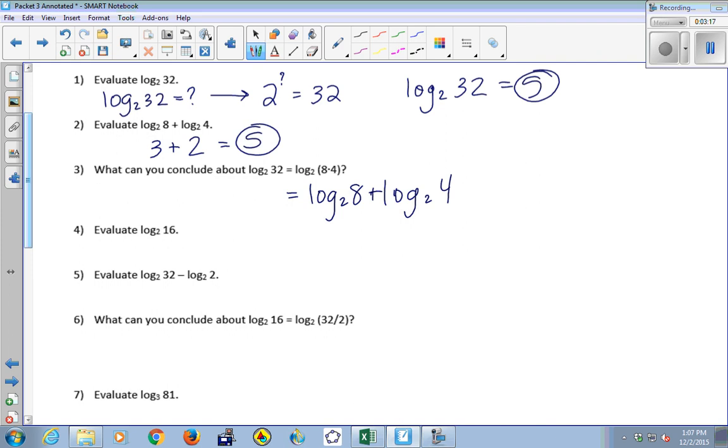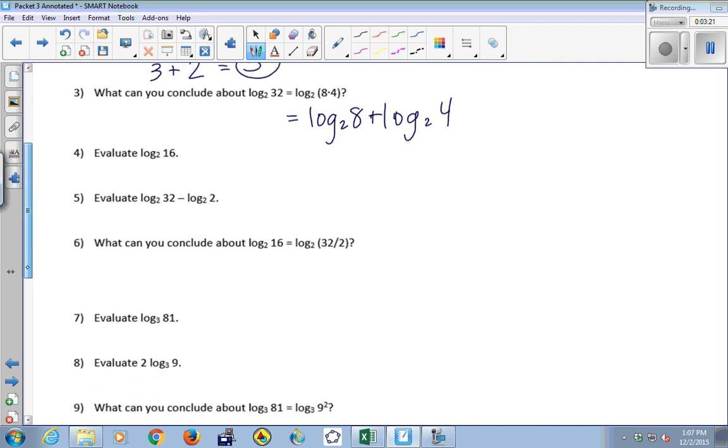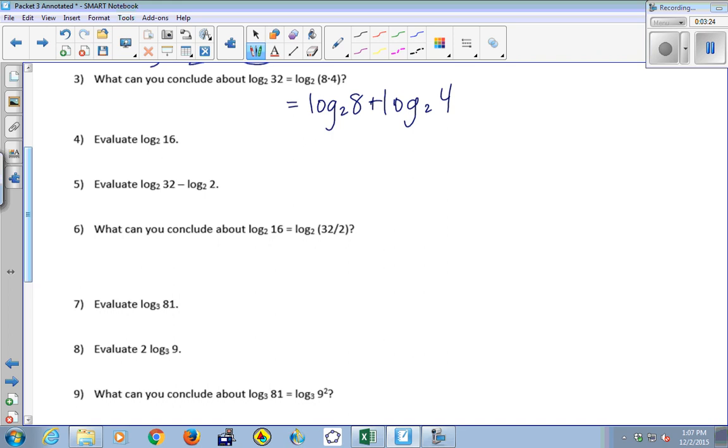All right, what's log base 2 of 16? 2 to what power gives you 16? Fourth power. Okay. What's log base 2 of 32? 5. Good, because 2 to the 5th is 32. Minus, what's log base 2 of 2? 1, because 2 to the 1st is 2. 5 minus 1 is 4. So look, you get the same answer for questions 4 and 5. They both came out to 4.